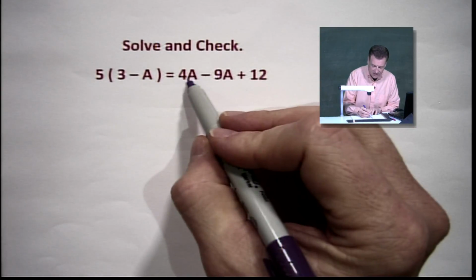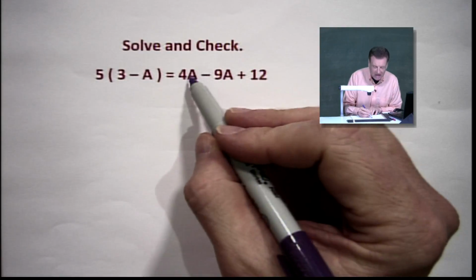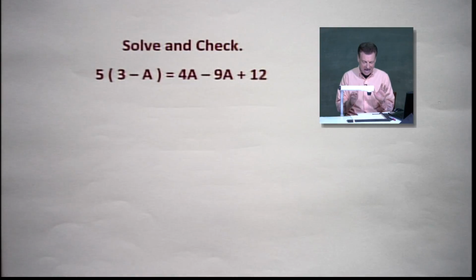On the other side, we've got some other stuff going on. We've got a 4a minus 9a, and we're adding 12. All right, so what we want to do, by the way, the whole point of solving and checking is we look for a solution. We look for something that will make both sides equal at the same time. They balance each other out.